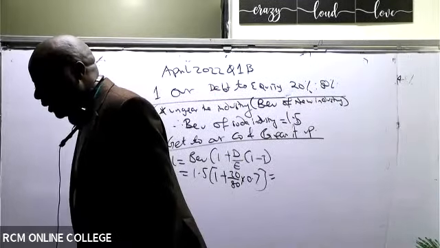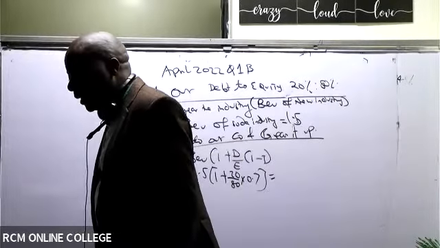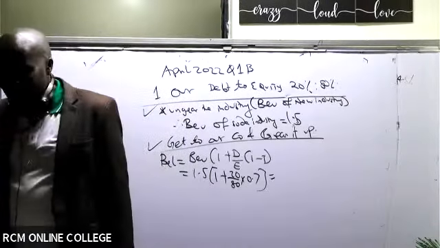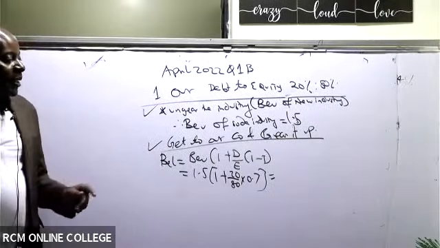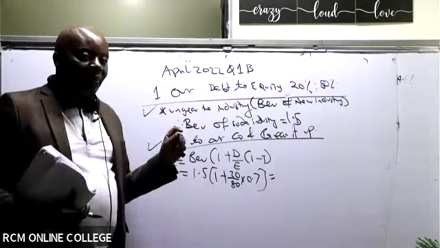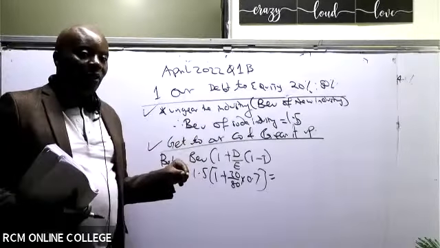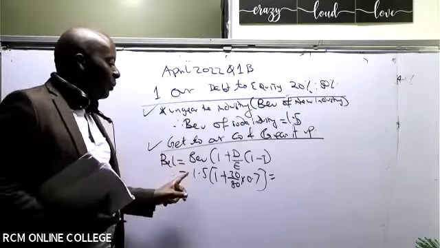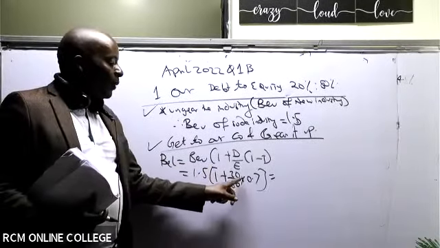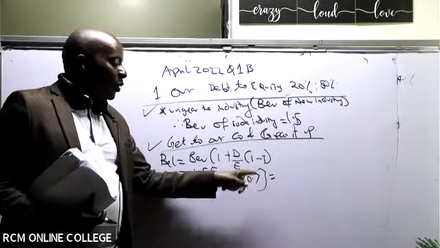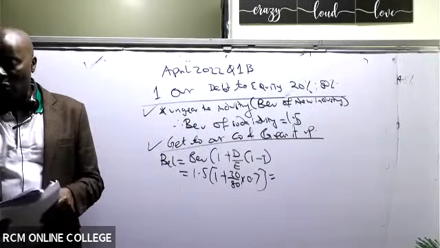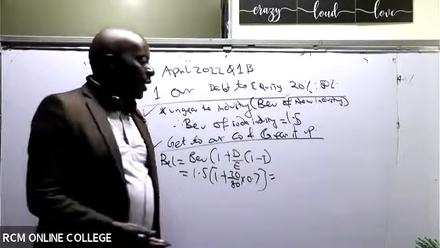So Moleri is giving us 1.6. How come you're getting different answers? Please ensure that you say 1.5 times open brackets, 1 plus 20 over 80 times 0.7, and then you close the bracket and say equals. So the final answer as per Bruno is 1.7625. Is that okay?